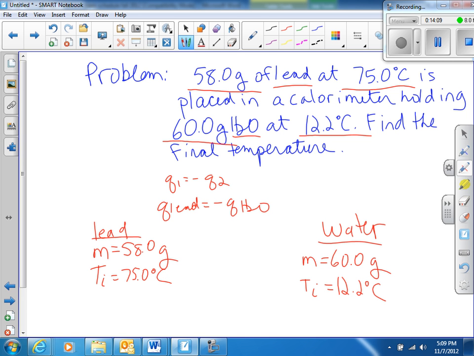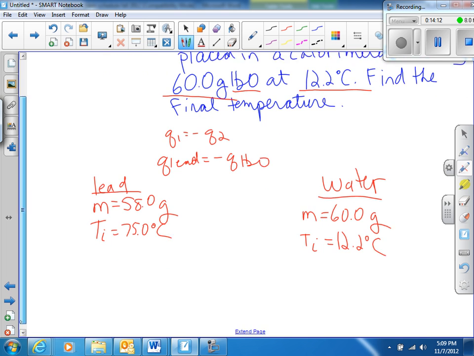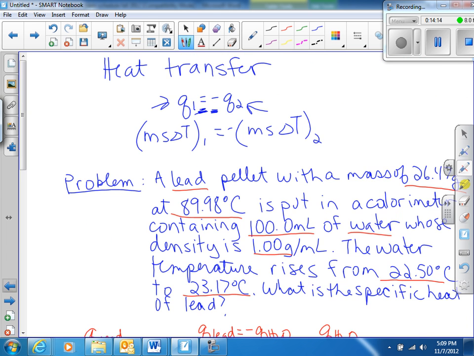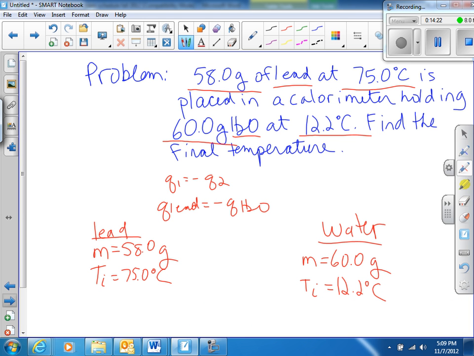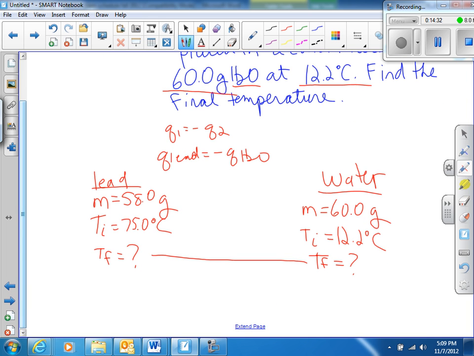Find the final temperature. Of what? Find the final temperature of the lead or the final temperature of the water? Do you remember from the last problem? The final temperature is the same for both substances. So, TF equals question mark, and it's the same as the TF over here. It'll be the same T final, same variable, we don't know what it is.